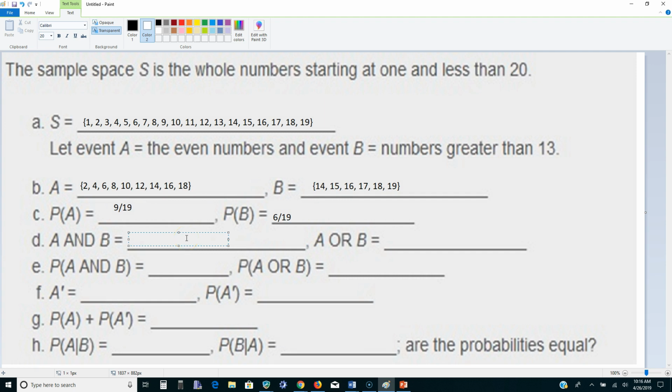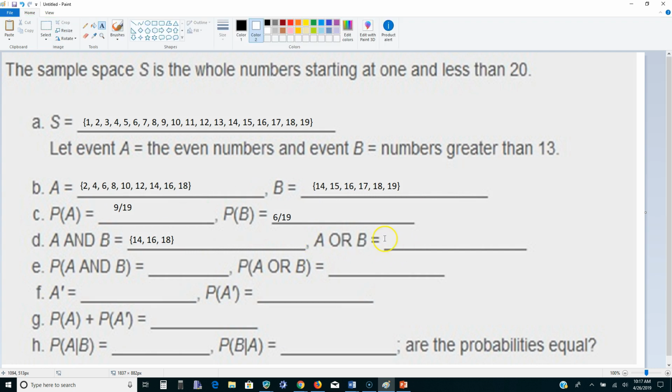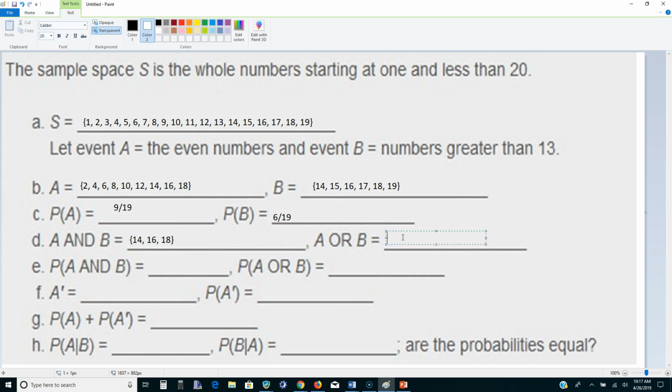For the next one, it says A and B. So we want to list all of the values that are in A and also in B. So let's take a look. This starts at 14. So we have 14 in both of them. We have 16 and 18 in both of them. Frequently when I do this, I cross them out as I go along just to keep track of everything, but I won't do that here because I don't want to make a mess.